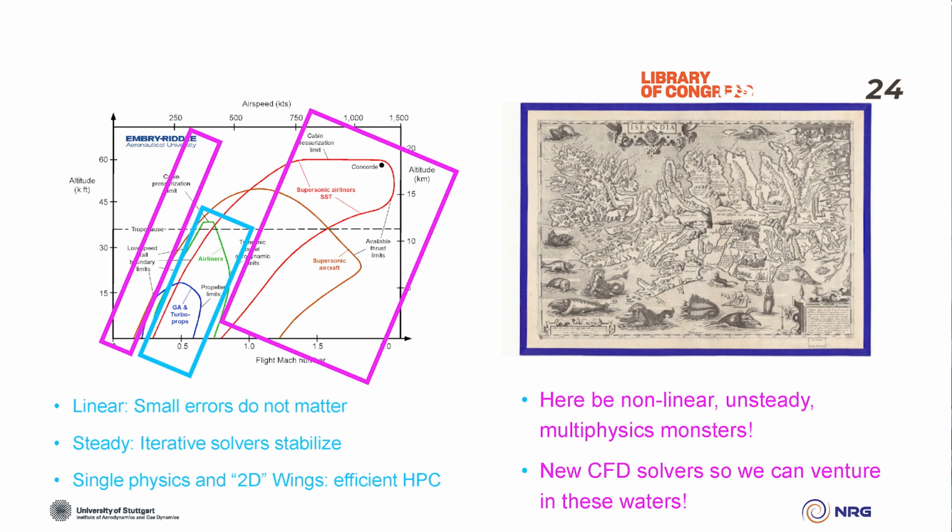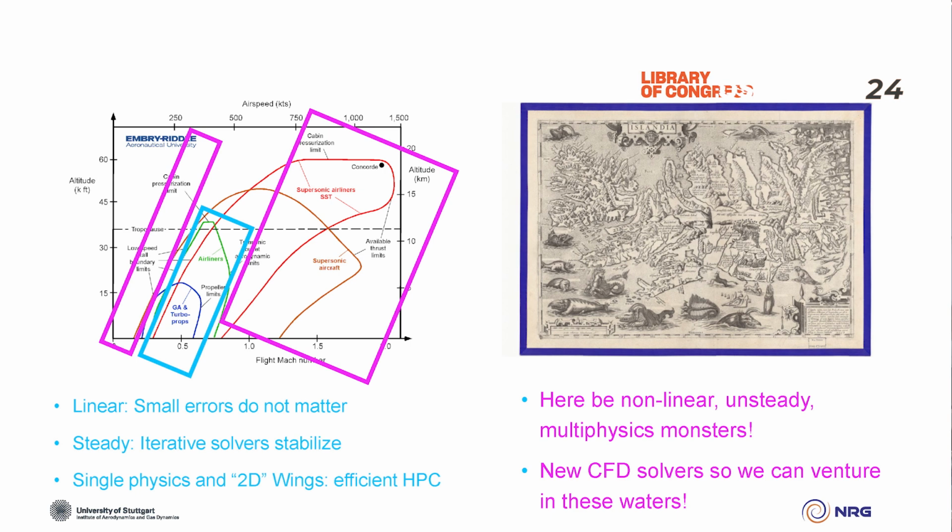However, this is a map, a screenshot I took from the Library of Congress, and I don't know if you can see it, but when people used to draw maps and they didn't know what lay beyond a certain region in the oceans, they would put the label, "Here are dragons" there. And this is precisely what we are dealing with in aircraft design. These pink boxes that I've shown here, they are essentially our dragons that we have to deal with. So they are what I call the nonlinear unsteady multiphysics monsters.